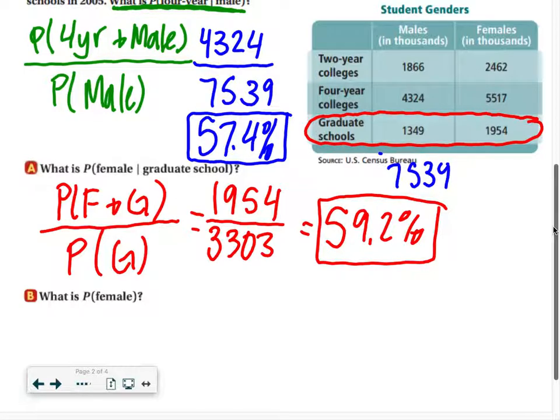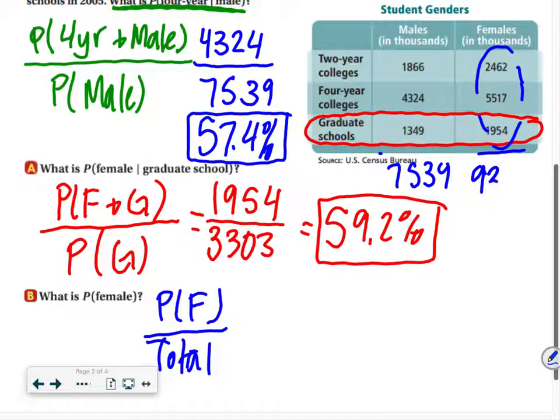Notice in B, it says, what is the probability of being female? What we notice about this one compared to the other ones is we're not given anything. So it's out of all of them, out of our total. First, I find the number of females, 9,933, and then divide it by my total.